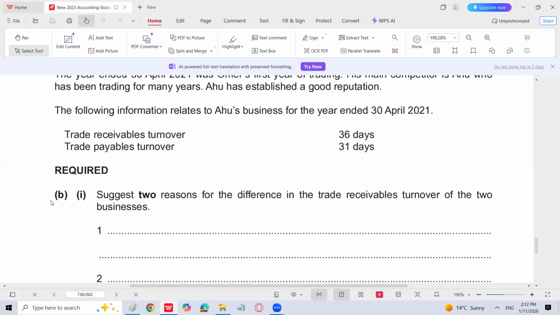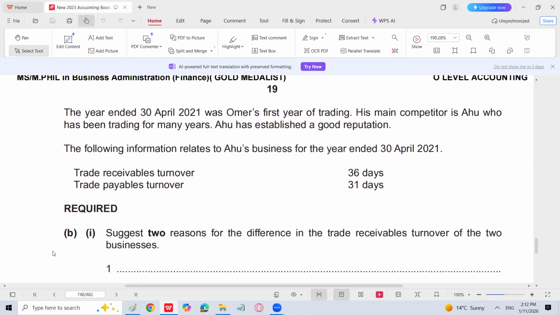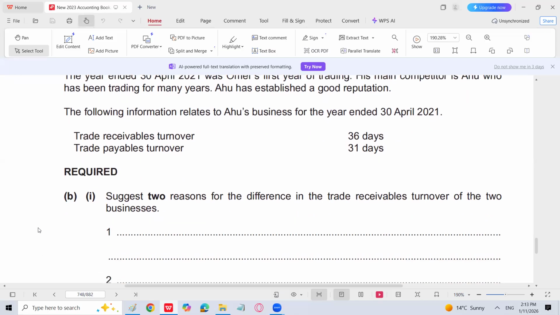So, explain two reasons for the difference in the trade receivable turnover ratio of the two businesses. I've already told you, the reason is that the amount of trade receivables is on the higher side. The credit sales of Ahu are on the lower side, right? And trade receivables are on the higher side. That's why we are getting a higher ratio for the trade receivable turnover ratio.